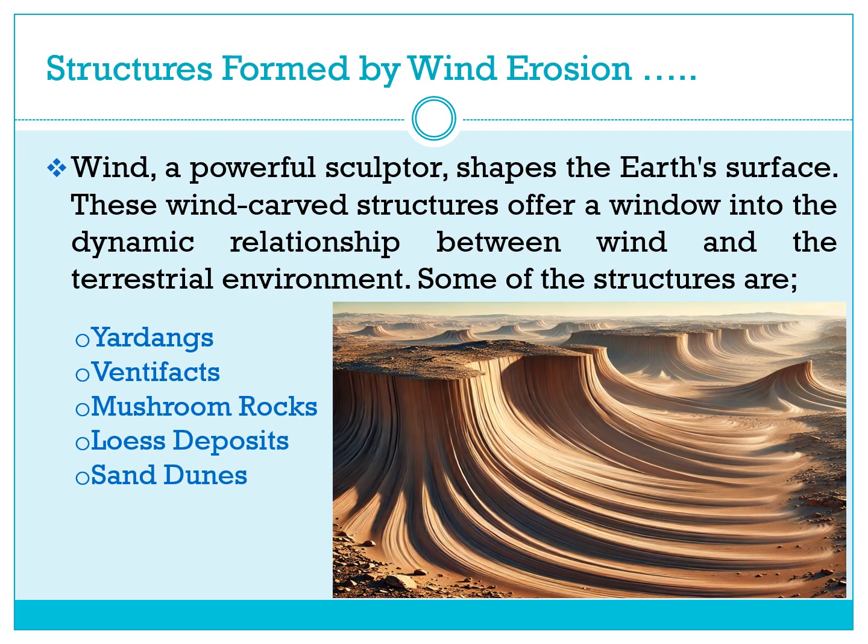Structures formed by wind erosion. Wind, a powerful sculptor, shapes the Earth's surface into diverse and fascinating landforms through erosion. These wind-carved structures offer a window into the dynamic relationship between wind and terrestrial environment. Some of these structures are yardangs, ventifacts, mushroom rocks, loess deposits, and sand dunes.